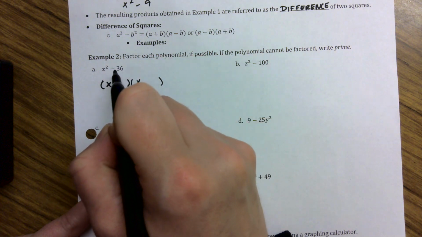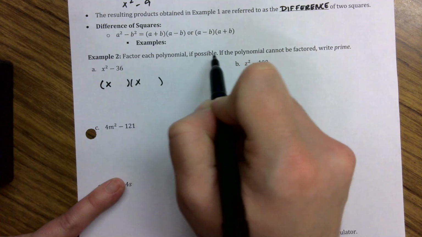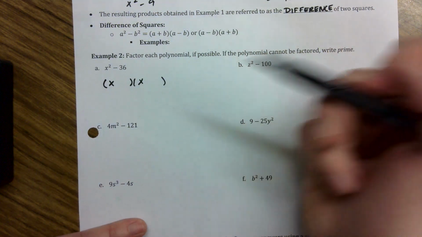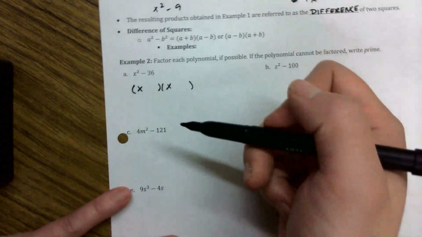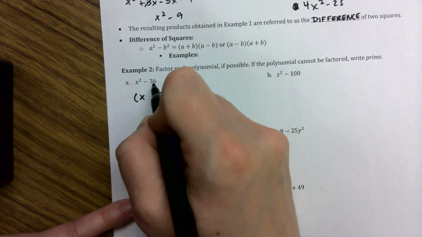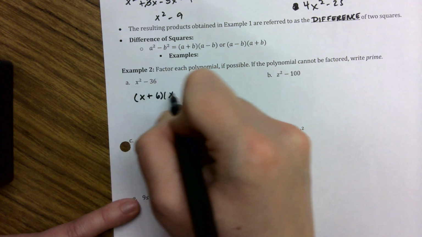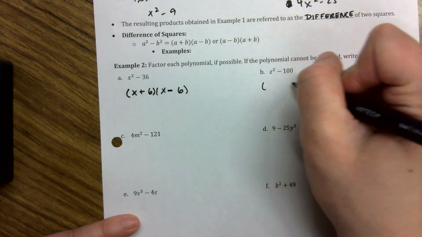So is this the difference of two squares? Yes. It says factor each polynomial if possible. If the polynomial cannot be factored, just write prime. Prime numbers only have factors of one and themselves. That's why we write prime. So the square root of 36 is 6. To get a negative, one has to be positive, one has to be negative. So that's it. Try this one.